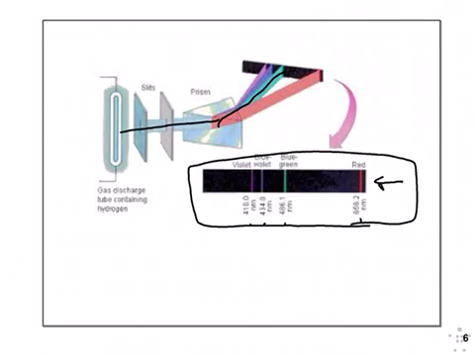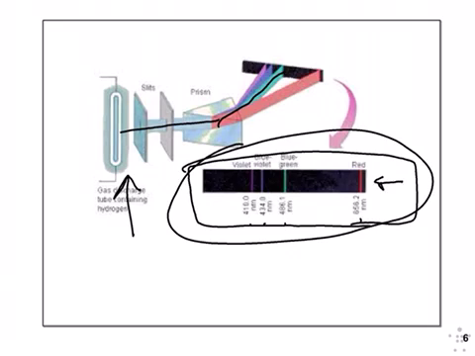So each element you can do this for, and each element's emission spectrum, which is this, will look different. And so if you have an unknown element, you can perform this experiment and see what emission spectrum you get and compare it to a known element's emission spectrum. Does that make sense? Kind of like a little bit of detective work.